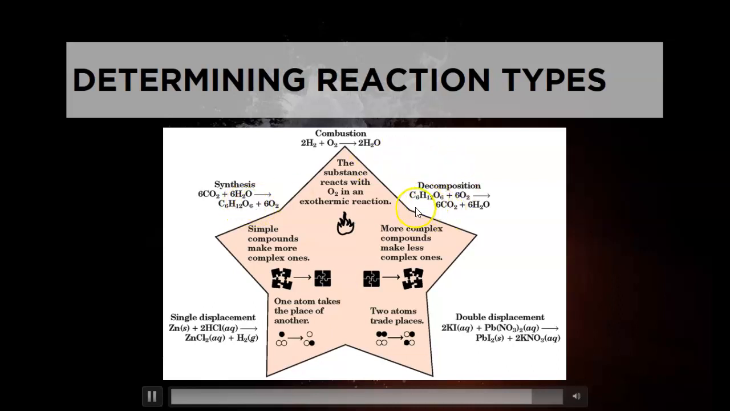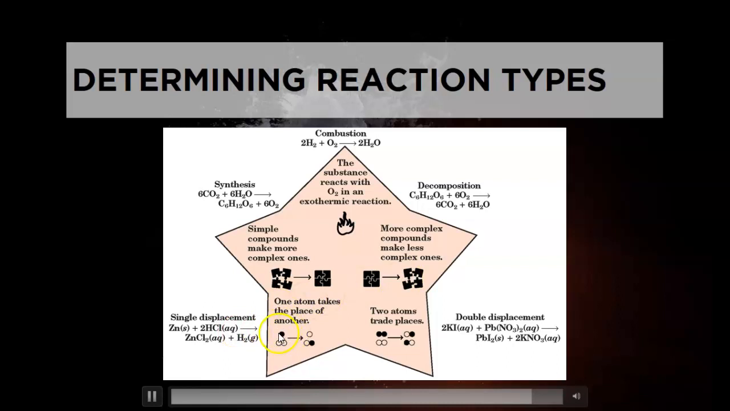And then you have decomposition, where you have the sugar breaking down with the help of oxygen into carbon dioxide and water. So literally the same reaction, but backwards, because synthesis and decomposition are opposite of one another. Decomposition is just two chemicals breaking down, like the puzzle piece shows there.